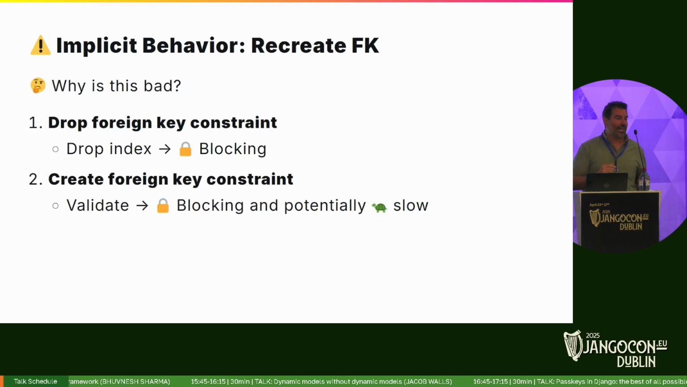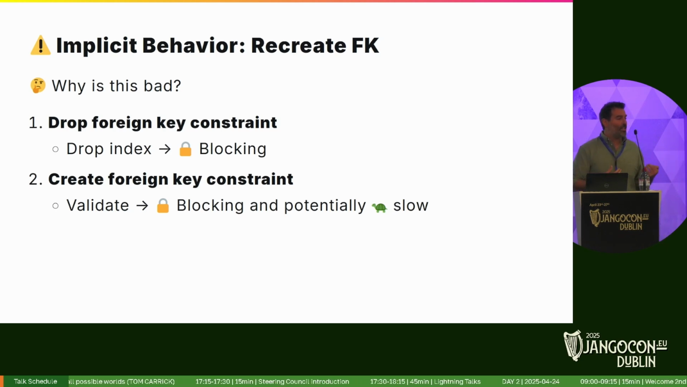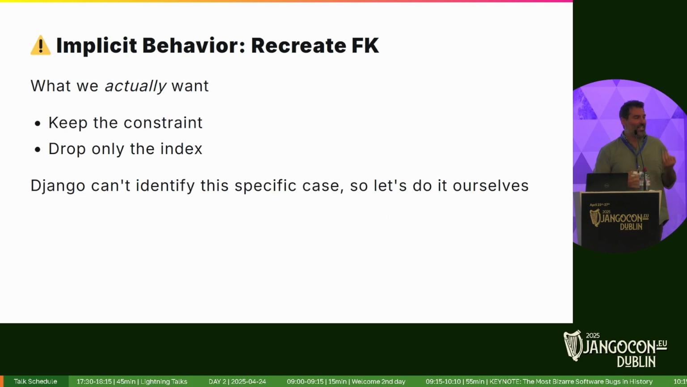So why is this bad? First of all, dropping an index is a potentially blocking operation, right? If we have a very large index and we're dropping the index, it blocks. The second, and possibly more problematic issue here, is that recreating the foreign key requires validating the foreign key. And validating the foreign key is both blocking and potentially very, very slow, right? If we have huge tables, this can take a lot of time. But we don't actually want to validate the foreign key. The foreign key is fine. We just want to drop the index, right?